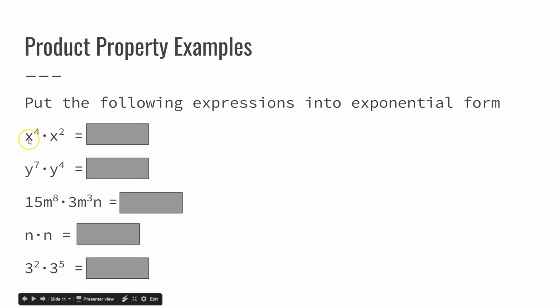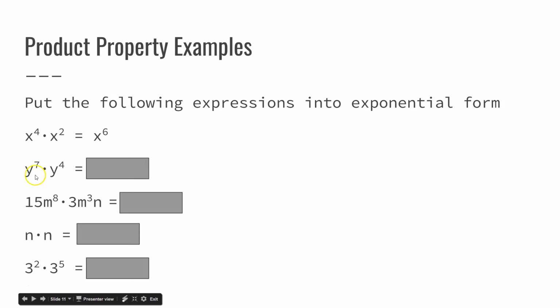Think about it this way. X to the fourth is x times x times x times x, writing it down 4 times. X squared is x times x, writing it down 2 times. So think, how many x's are being multiplied here? You should come to the conclusion that there are 6 of them being multiplied. That is why we are allowed to add the exponents. If we have 4 of them here and 2 of them here, we have 6 total.